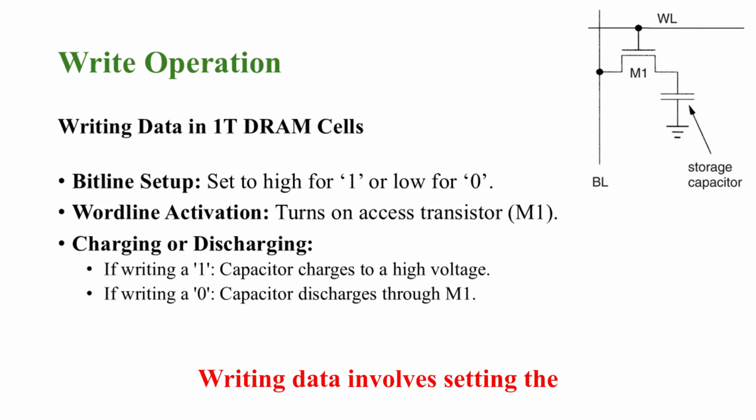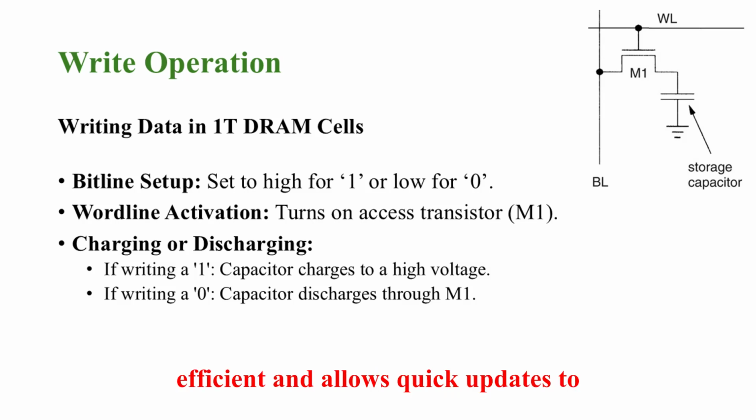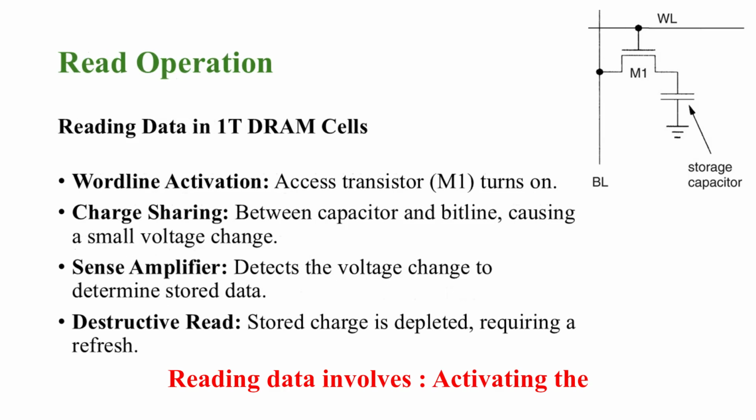Writing data involves setting the bit line to the desired value, high for a logic 1 or low for a logic 0. Activating the word line to turn on the access transistor. Charging the capacitor for a 1 or discharging it for a 0. This process is efficient and allows quick updates to stored data. Reading data involves activating the word line to turn on the access transistor.